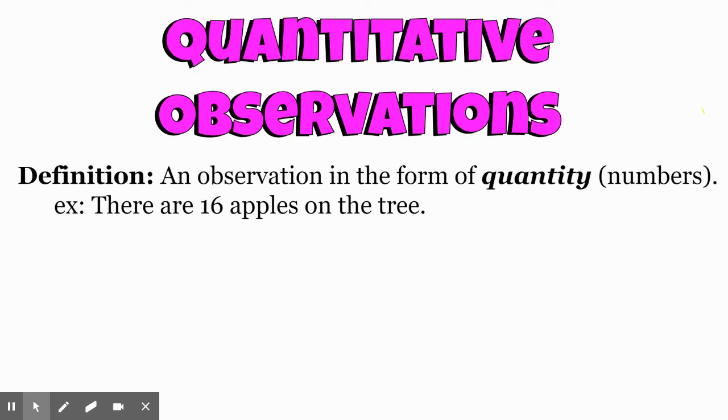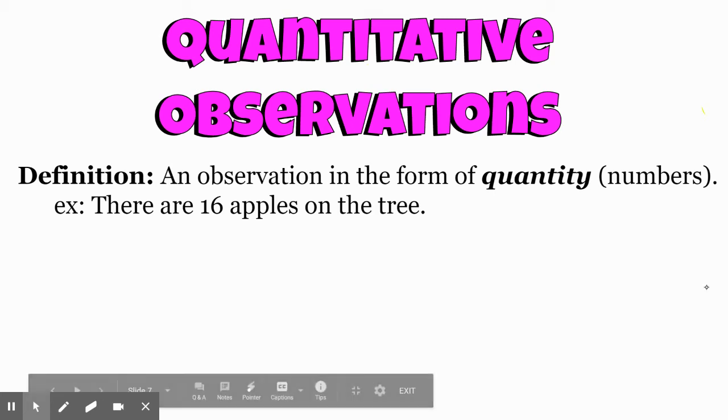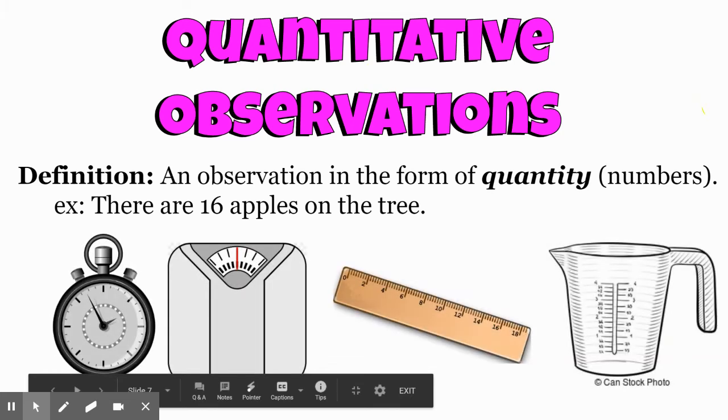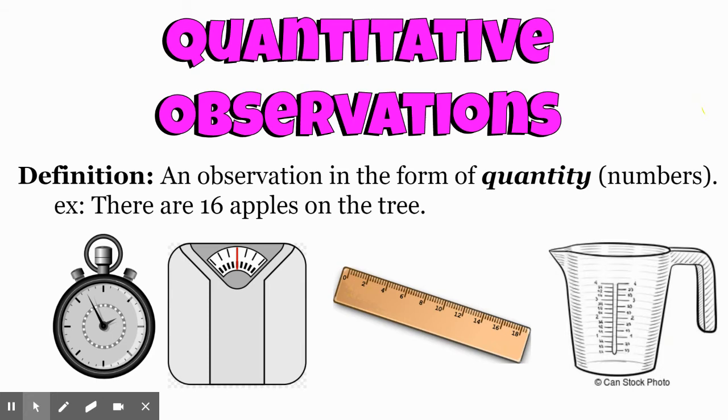Now there's the other type, and that's the quantitative observation. A quantitative observation is in the form of numbers or quantity. So you can see that there are 16 apples on the tree. There's lots of different things. You can measure things in time, mass and weight, distance, length, size, volume. These are all different ways you can make quantitative observations. So qualitative and quantitative observations are where we start.